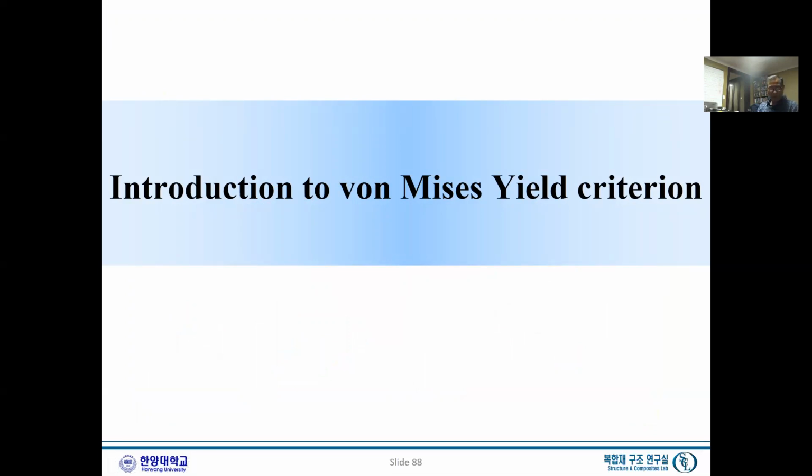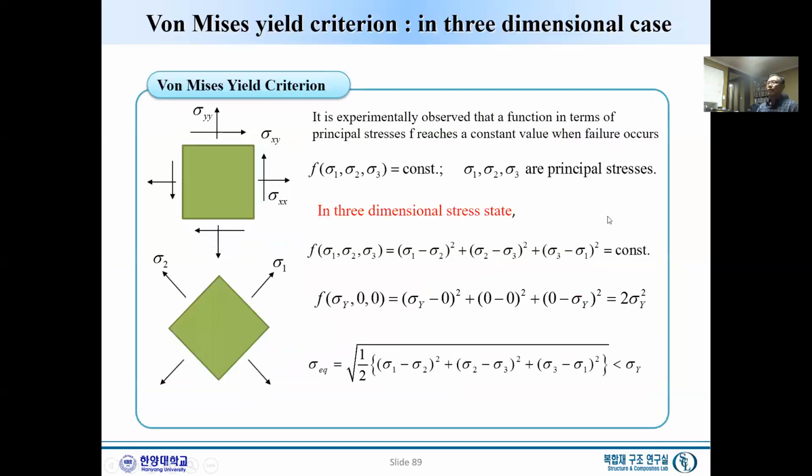But anyhow, let's study the first topic, the Mises yield criterion, and the approach is relatively simple. Well, it is an experimental observation. The criterion is not obtained through an analytical procedure. It is an experimental observation, so it is nothing but a theory. But that theory works well for many different materials, for many different stress states.